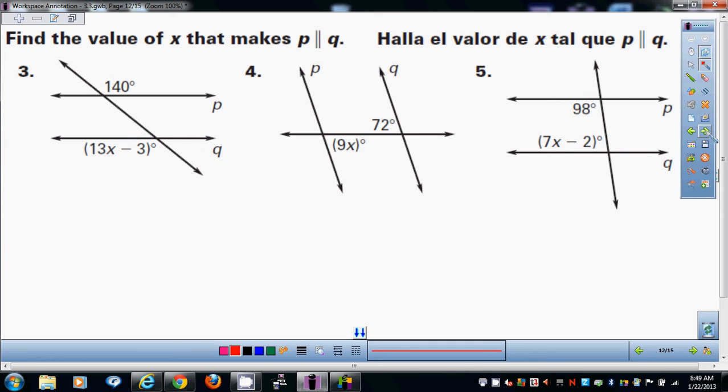Trip, she's tagging you in. I mean, not Trip, Drew. She's tagging you in. What kind of angles are these? Alternate exterior. Becca, alternate exterior angles are what with each other? Yes, I wish you had said that more clearly. Yeah. Congruent. Very, very good. And what do we do with two things that are congruent? Set them equal. That's how we'll solve this.